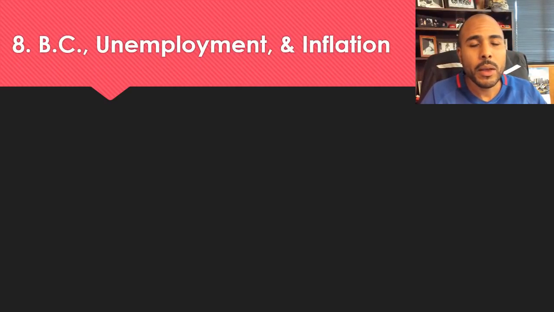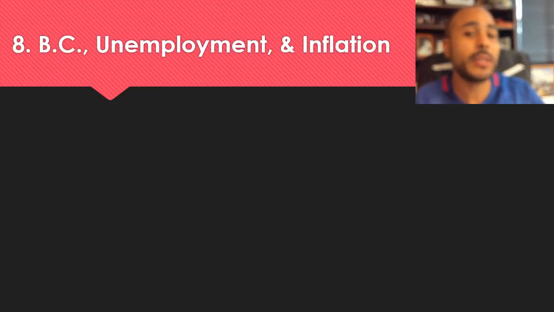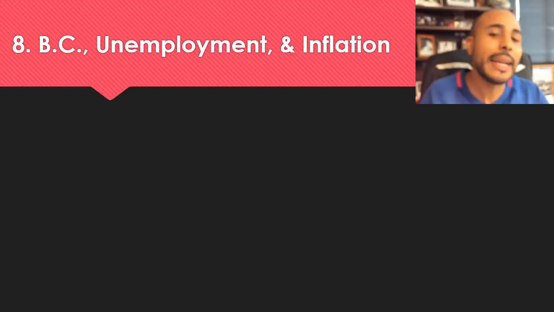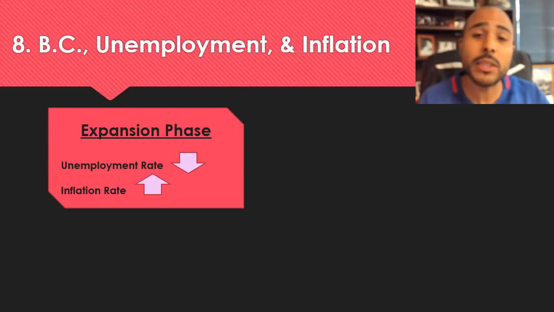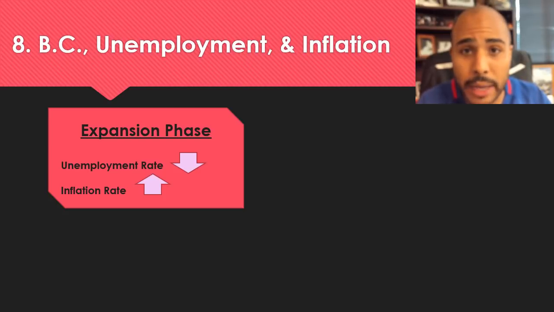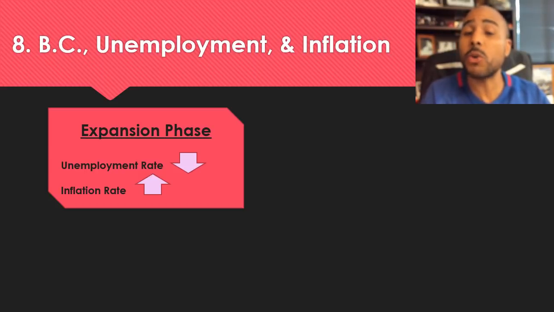Okay, when it comes to the business cycle, it indicates to us what's happening in the economy, and that has implications for unemployment and inflation. So, in the expansion phase of the business cycle, real GDP starts to rise. When real GDP is rising, we expect the unemployment rate to fall, and the inflation rate will start creeping up.